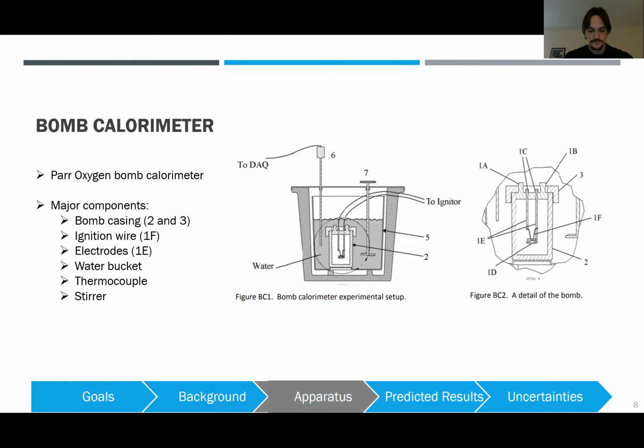Okay, on to the apparatus of the experiment. We'll be using a Parr oxygen bomb calorimeter, with the major components being the bomb casing at 2 and 3, so basically this whole structure here. The ignition wire will be connected from the electrodes right here to the fuel sample, running directly into the fuel sample. Then there is the water bucket and the thermocouple, with the bomb placed in the water with the thermocouple, and the stirrer to keep a uniform temperature throughout the water after the explosion.